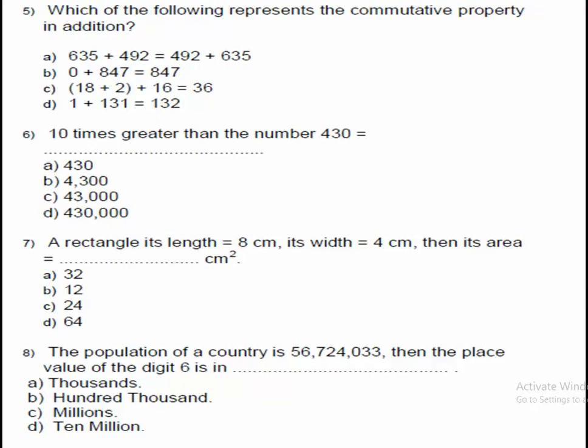Which of the following represents the commutative property? We know that the meaning of commutative property is to change the places in addition, without changing the answer. So like this, 635 plus 492 equals 492 plus 635.